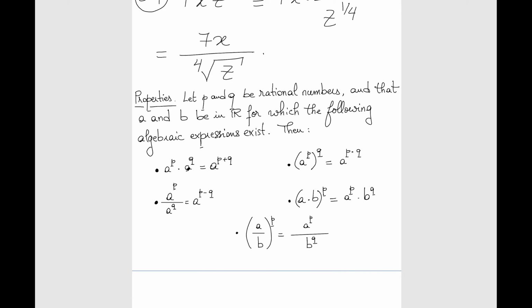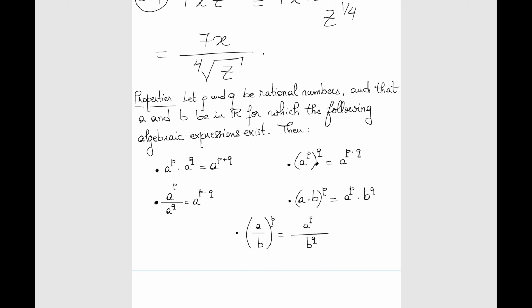Namely the following. If you multiply two exponential expressions with the same base, you keep the base and you add the powers. If you take the quotient between two exponential expressions with the same base, you keep the base and you subtract the exponents in the following order: the exponent of the numerator, and you chip away the exponent of the denominator.